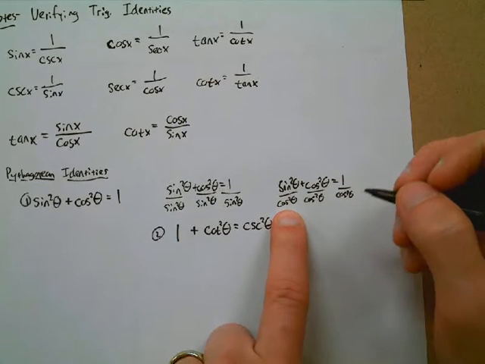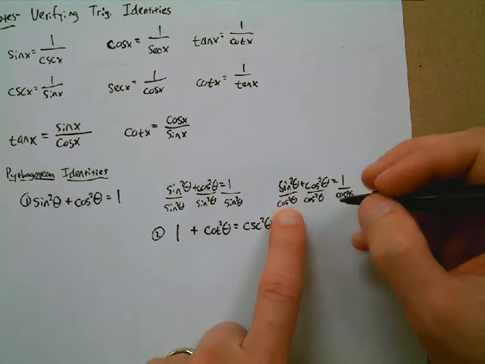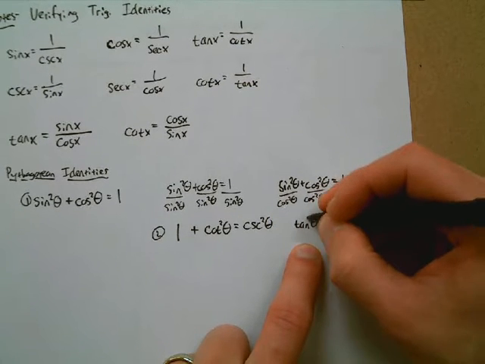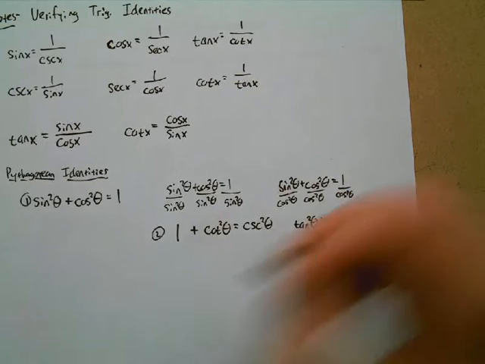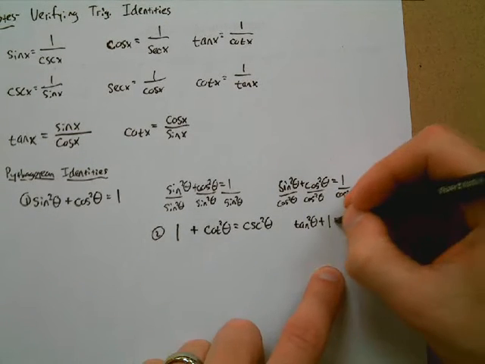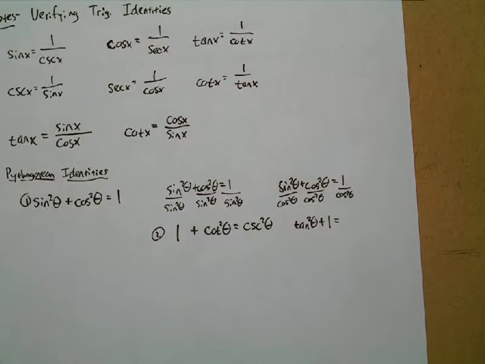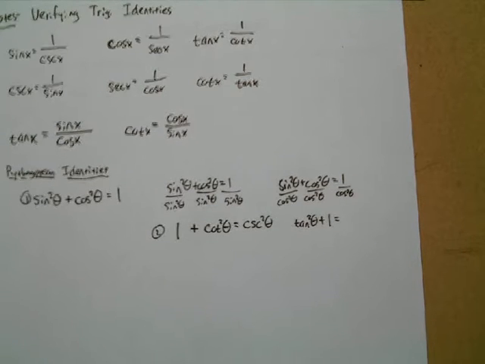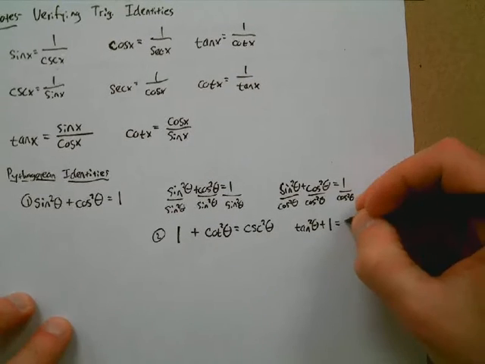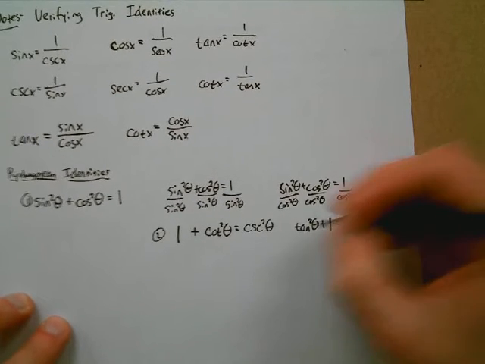Okay, cosine squared divided by cosine squared? That's 1. And then 1 over cosine squared? Secant squared. That's right. And so that's the third Pythagorean identity there. And again, I'll show you how we're going to use those in just a second.